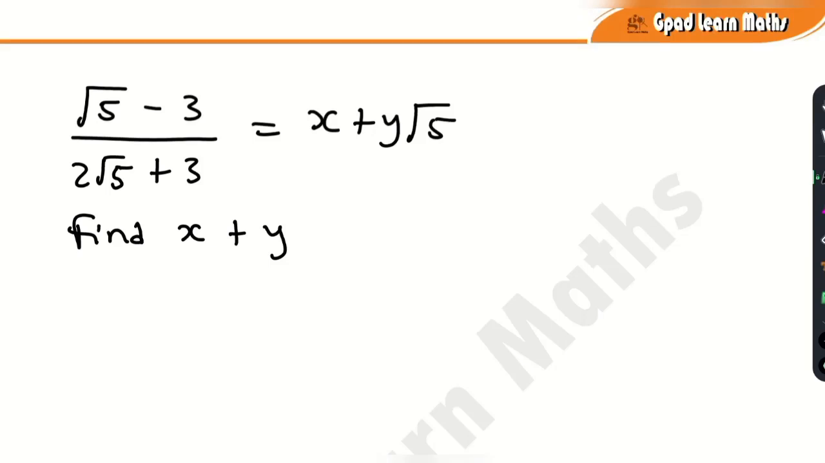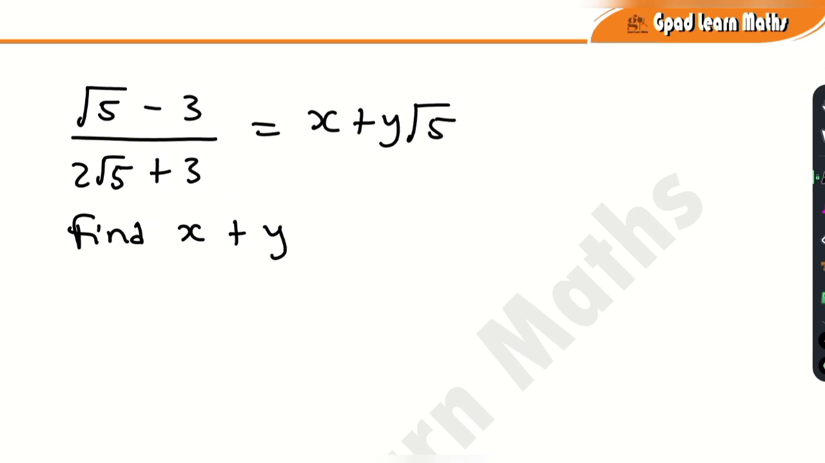In this video, we're going to be solving this equation containing surds. So what we have here is root 5 minus 3, all divided by 2 root 5 plus 3, is equal to x plus y root 5. And we are asked to find the value of what? X plus y. So what does this mean?